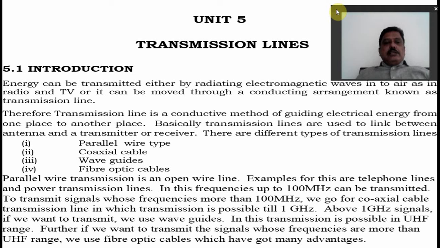Above 1 GHz, if we want to transmit signals, we use waveguides. In this, transmission is possible in the UHF range. Further, if we want to transmit signals whose frequencies are more than the UHF range, we use fiber optic cables, which have many advantages.